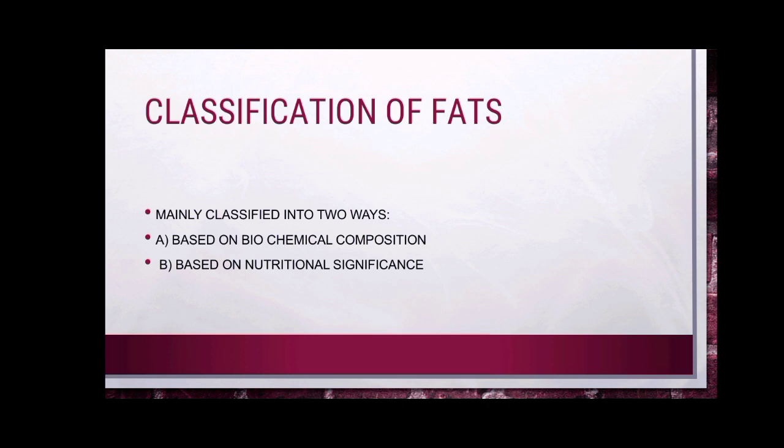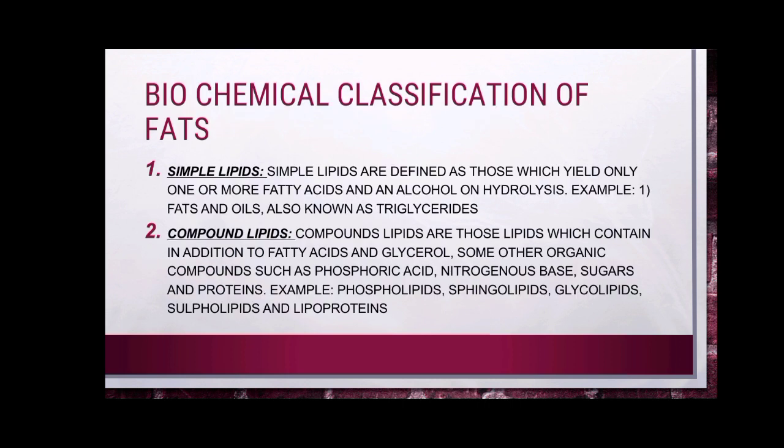Fats are mainly classified in two ways: according to biochemical composition and according to nutritional significance. In the biochemical classification, fats are classified into three groups: simple lipids, compound lipids, and derived lipids. Simple lipids are defined as those which yield only one or more fatty acids and an alcohol on hydrolysis. For example, fats and oils. These are simple lipids and also known as triglycerides.